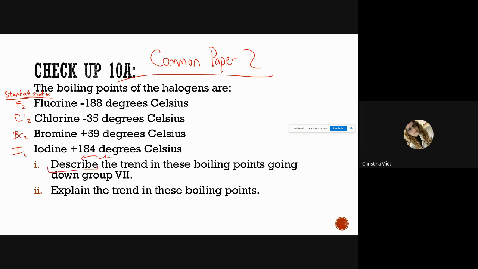What happens? Describe what happens. They're not telling you what happens. You state what happens. As I go down the group, what's going on? Down the group, the boiling point... acceptable answers include increases or decreases. Which one would be correct? Increases.